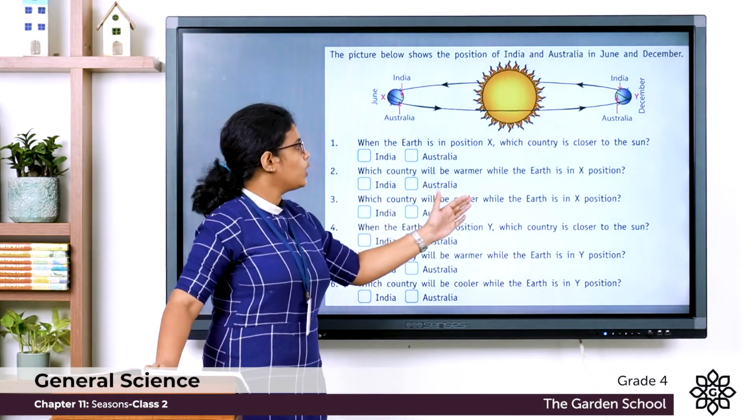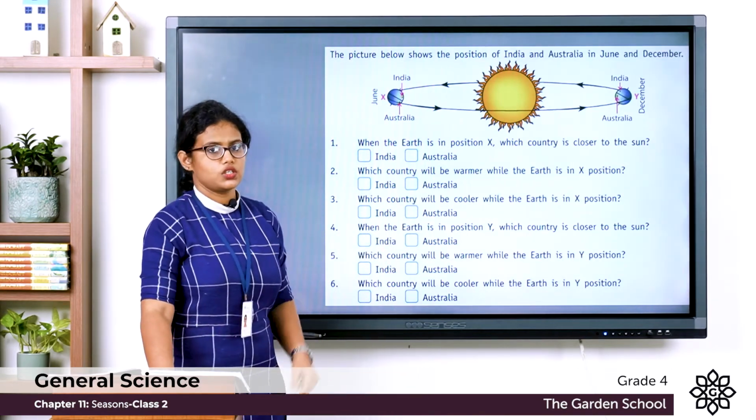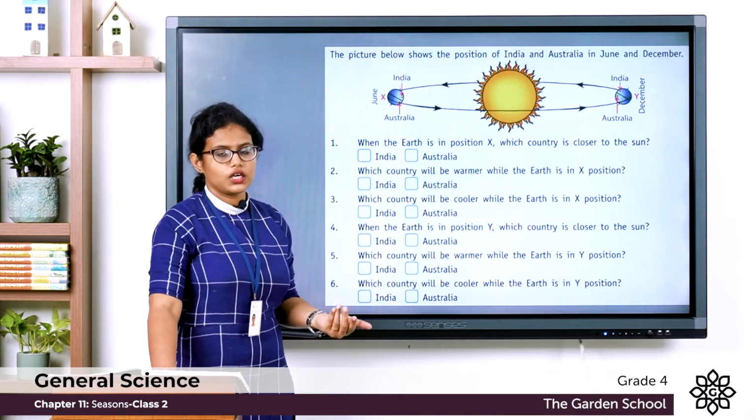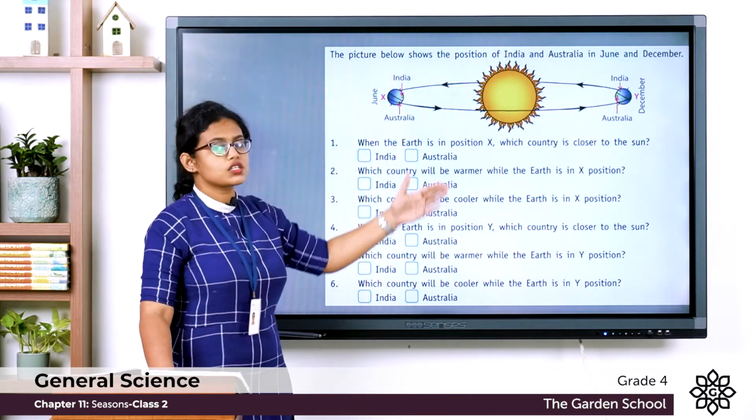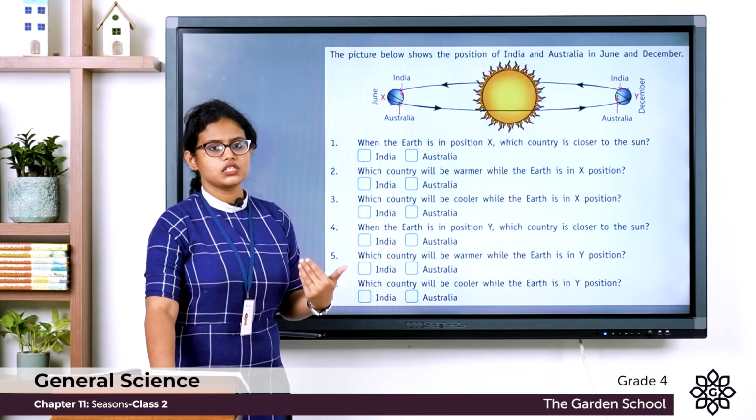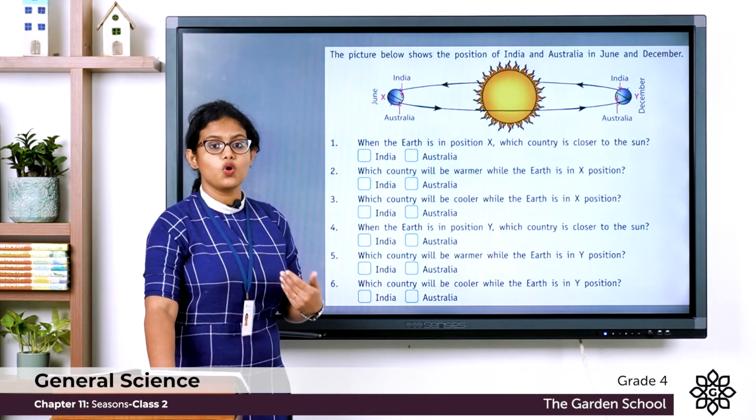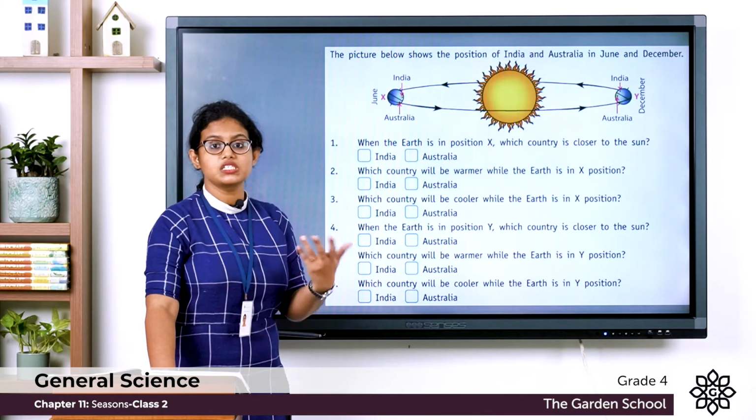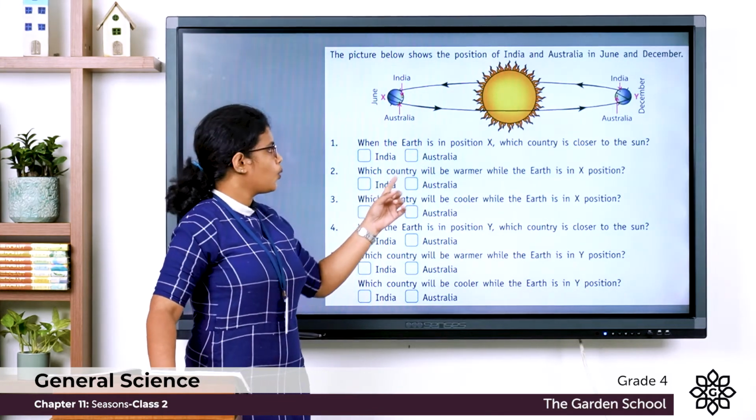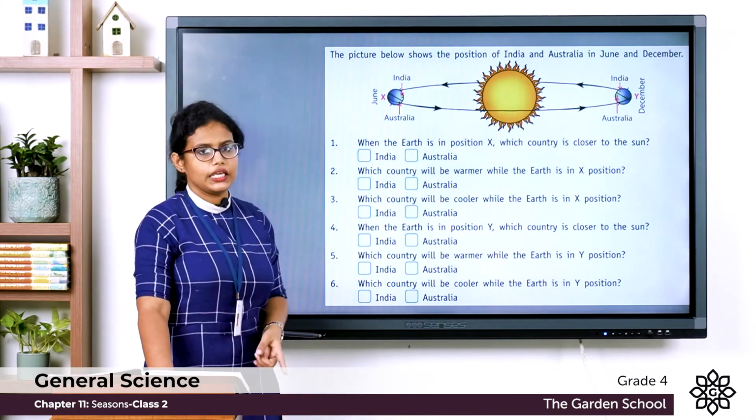Which country will be warmer while the earth is in X position? So the first one we understood that India is closer to the sun. So as it is closer to the sun, it receives more light and heat. So the region that receives more light and heat, the days will be sunny and hot. So which country will be warmer? That is India. So you can tick India.